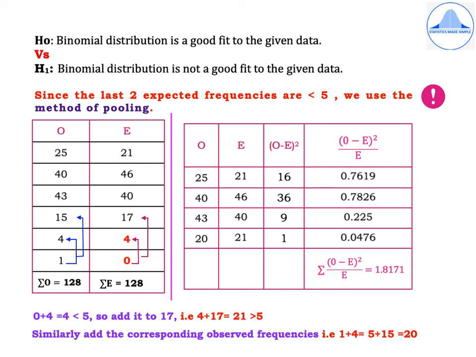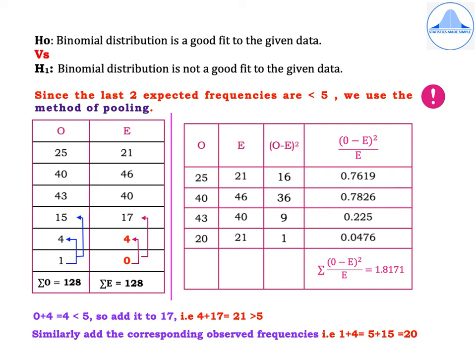Now keep in mind that it's not important that the observed frequency should be greater than or equal to 5. They can be even less than 5. But the expected frequency should always be greater than or equal to 5. And whatever adjustment or pooling we do for the expected frequencies, the same has to be done for the observed frequencies. Otherwise, the number of values in both the columns will not match.